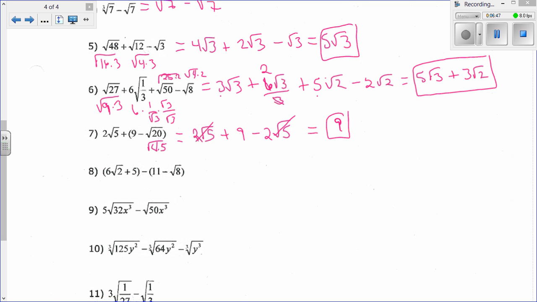For number 8, my first set of parentheses is already simplified. My second set is not because 8 is 4 times 2. And I have this negative out in front that I must distribute to both sets of parentheses. So I have 6 radical 2 plus 5 minus 11 minus square root of 4 is 2, so it's 2 radical 2. So I have a 6 radical 2 and a negative 2 radical 2, which will give me 4 radical 2.